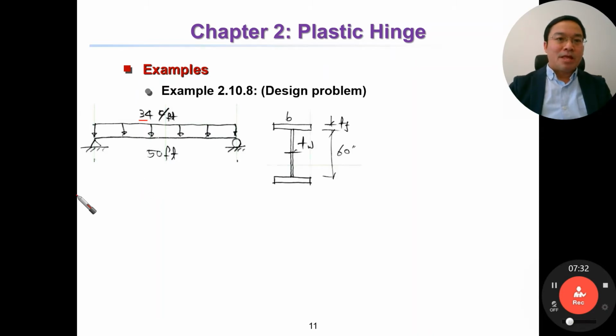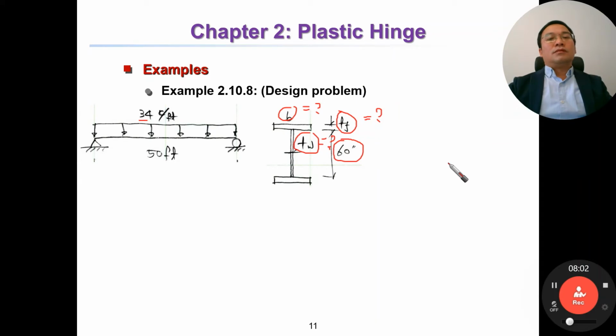Bending. Then the beam has an I section. We only have this section. So now the unknowns are tf, tw, and b. So three unknowns, and we have to determine the three unknowns. So here we go. This problem, this structure, uses A36 steel.